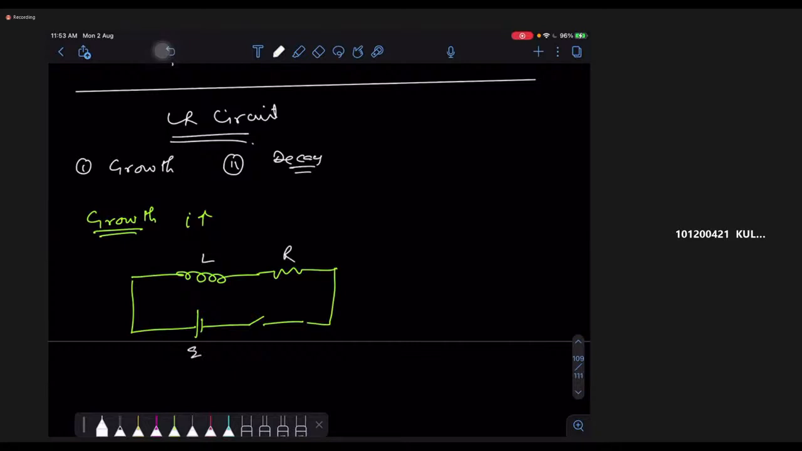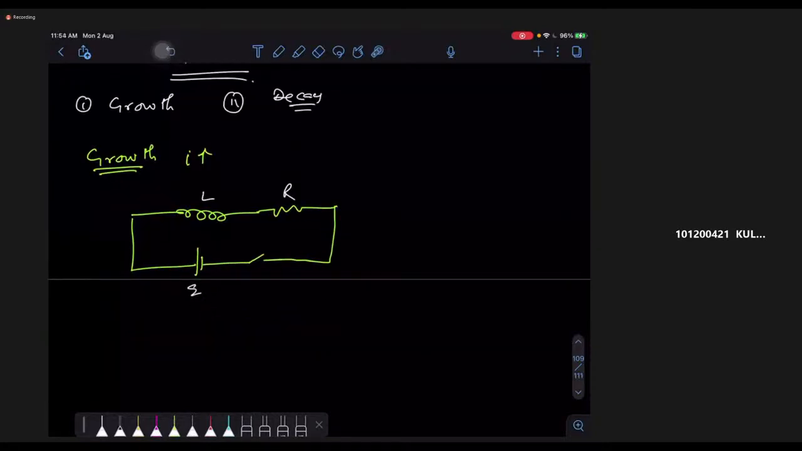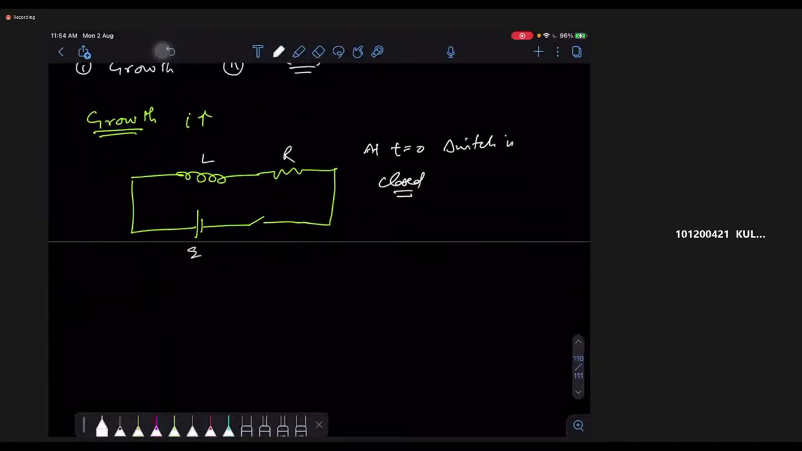Now you can see that it looks like an RC circuit, no, or not? It is looking like an RC circuit, and its properties are also like an RC circuit. So a lot of features are the same as my RC circuit. This circuit is going to be called a growth circuit because the battery is going to establish the current. Okay. So if I say that at time equal to 0, the switch is closed, then what will happen?